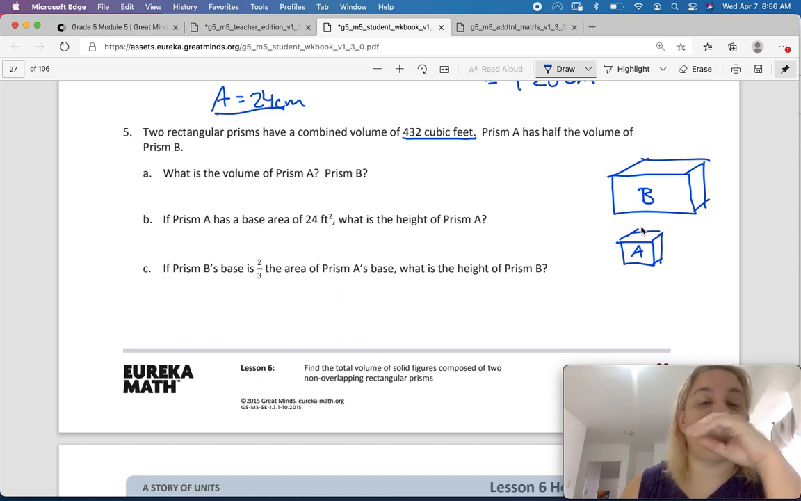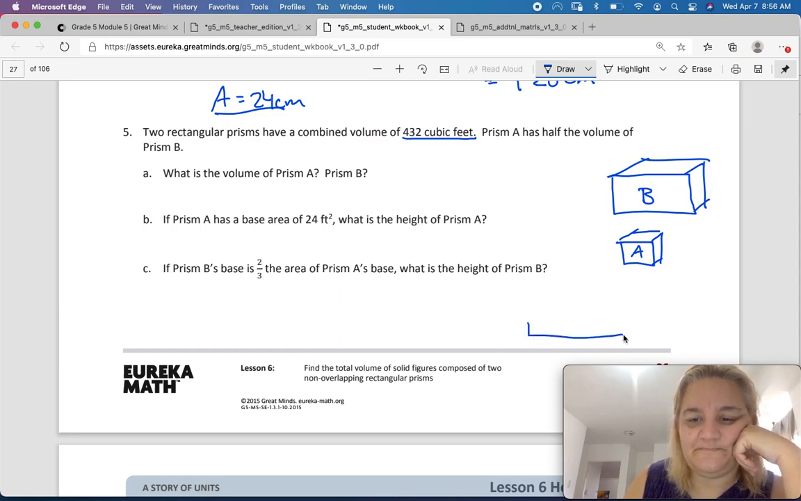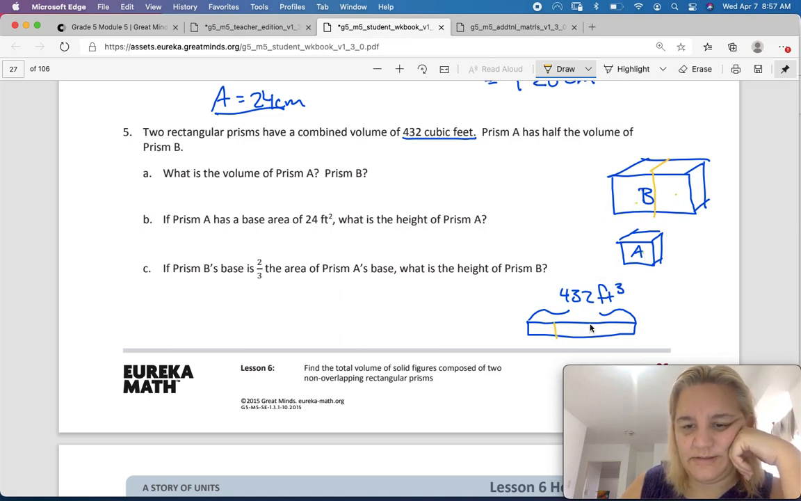Well, how are we going to figure that out? First of all, we know that this is half of that. So all together, remember our tape diagrams here? Here's our tape diagram. And this tape diagram is worth 432 feet cubed, okay? But A is half of B. So if I were to cut this in half with a different color, right, that's going to give me A. So I have 1, 2, 3. 1, 2, 3. I'm cutting 432 into 3.